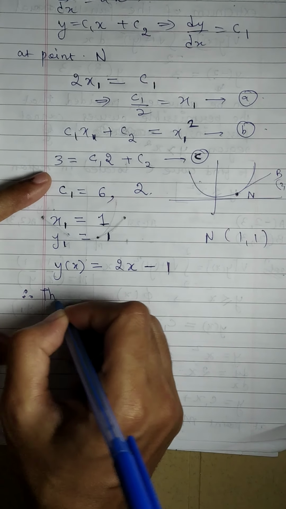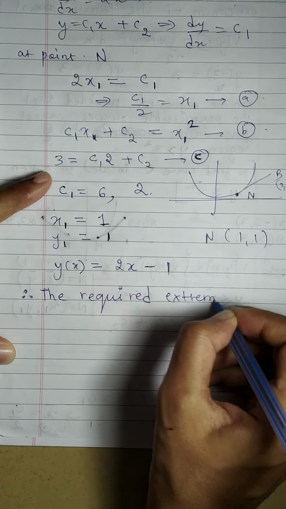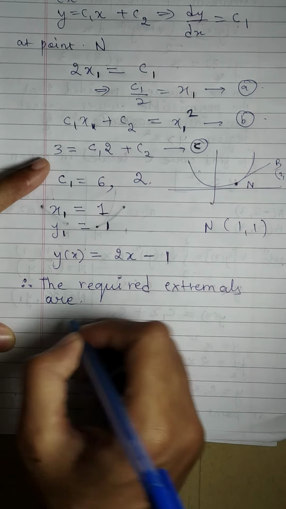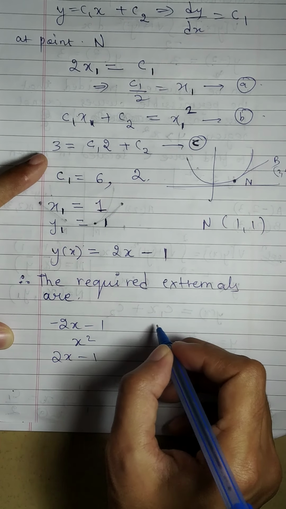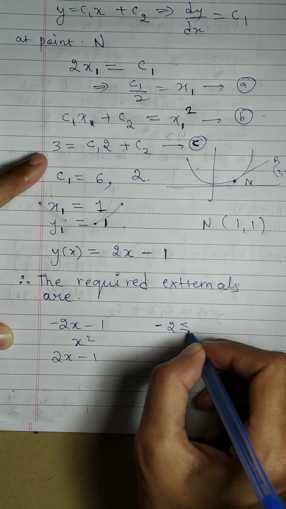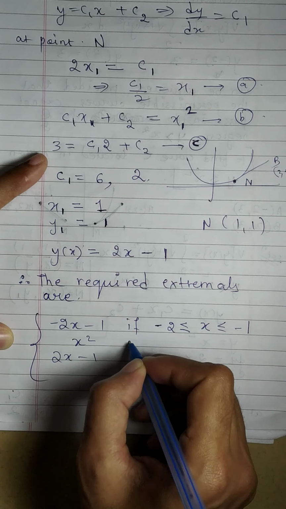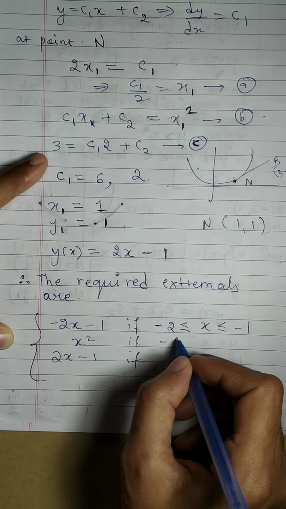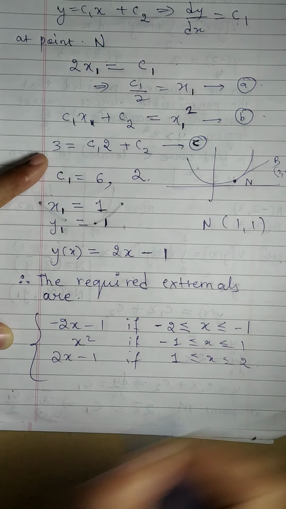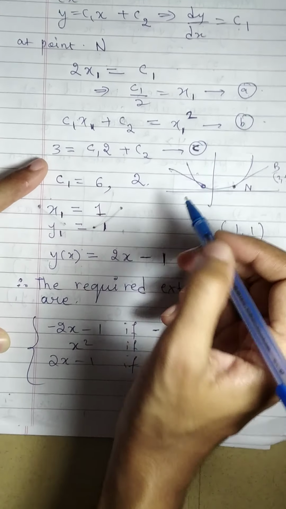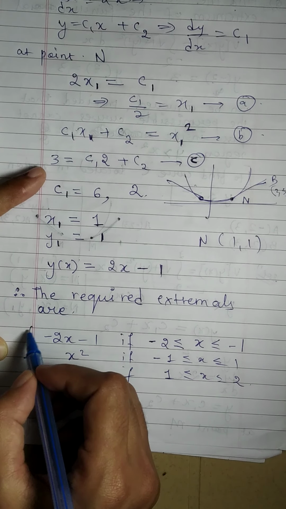Therefore the required extremals are minus 2x minus 1, wherein minus 2 less than or equal to x less than or equal to minus 1, and 2x minus 1 for x from 1 to 2. That is this portion, then along this, and then along this. So the required extremals are given by this.